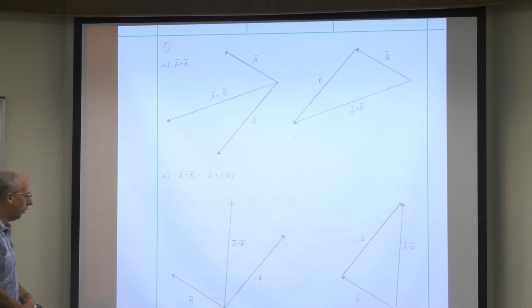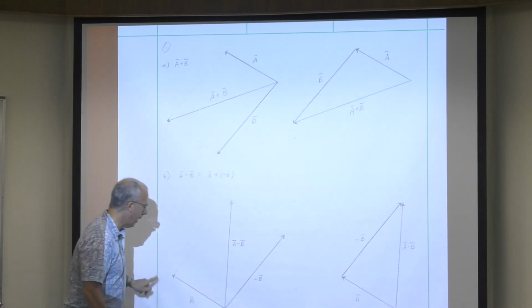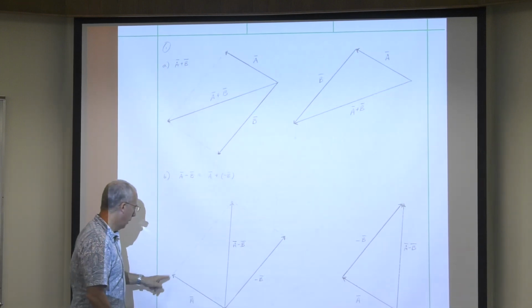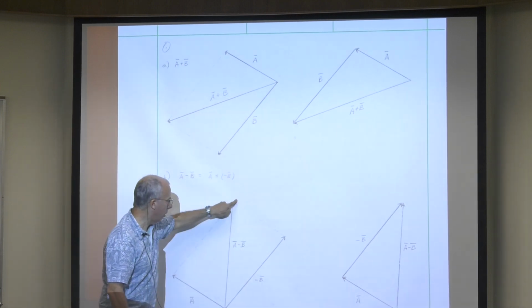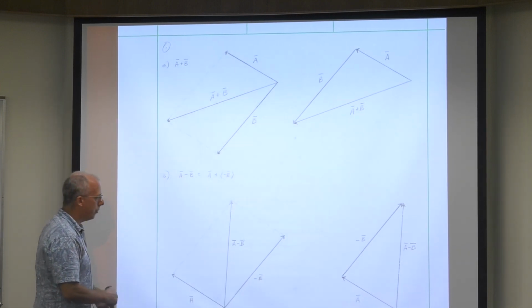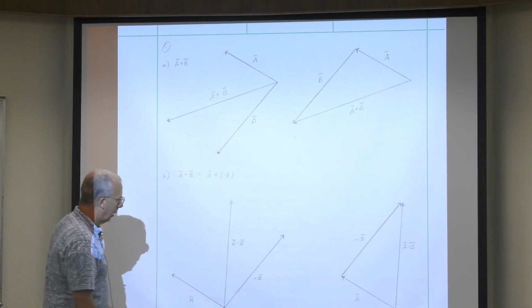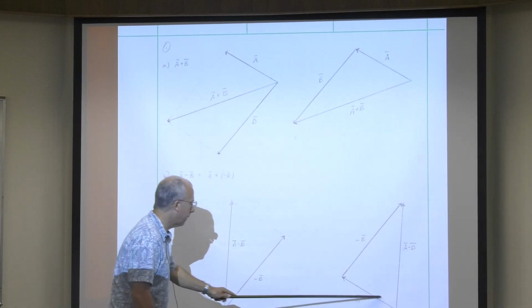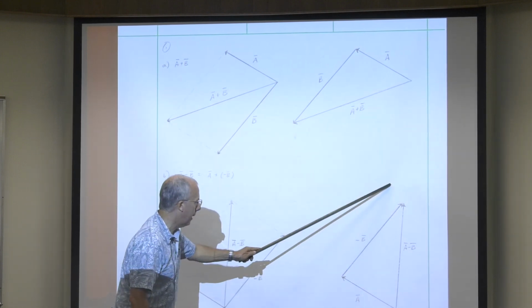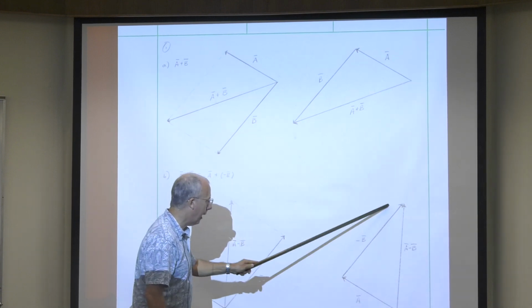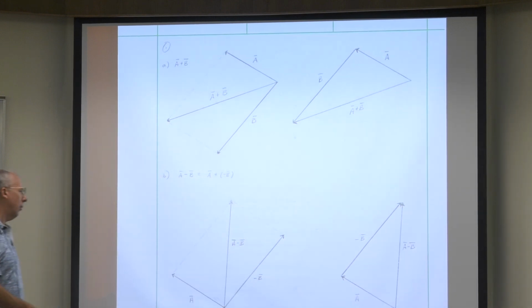I did it with the parallelogram. Here's the tail of A, here's the tail of minus B. Draw your parallelogram. Bingo, there it is. I also did it head to tail. Here's my A, here's my minus B. Just go from beginning to end, A minus B. Yay! So whatever you like.